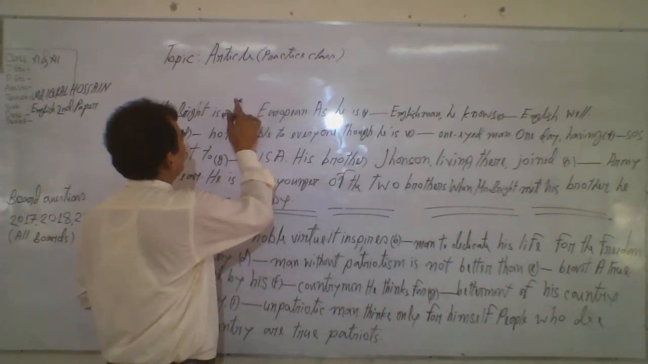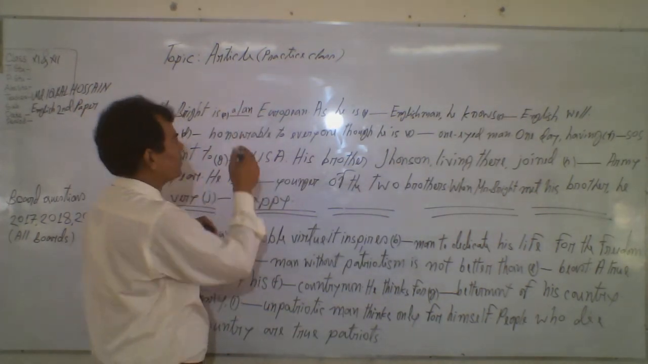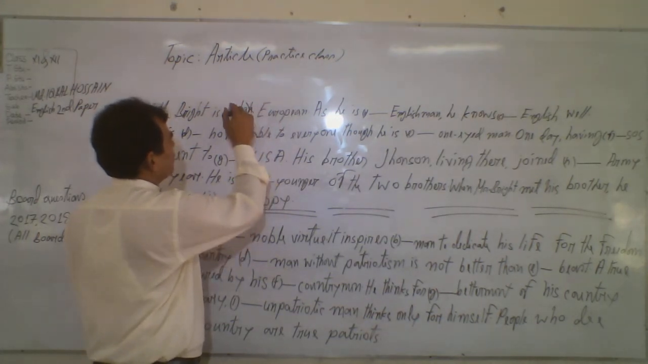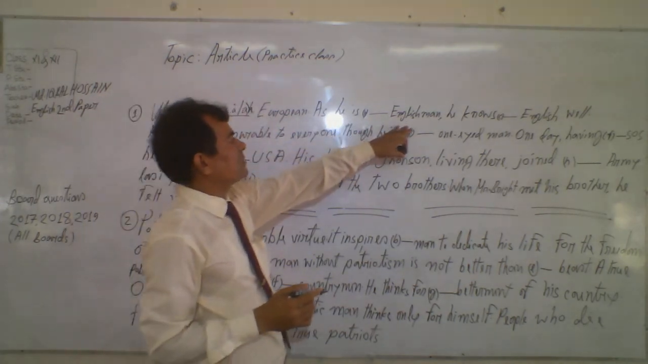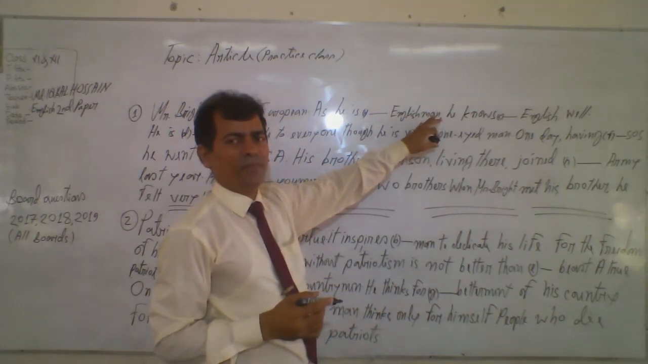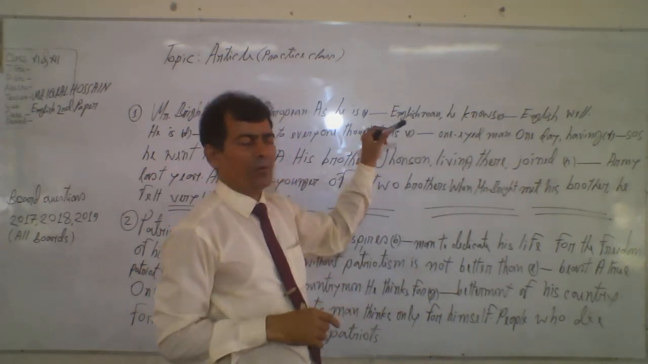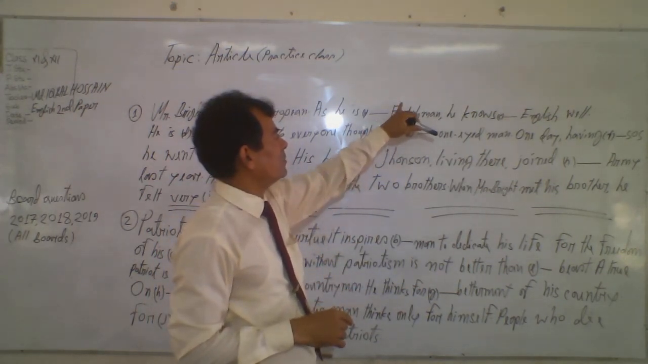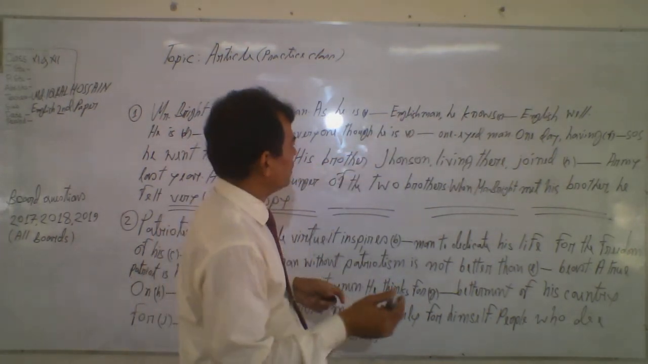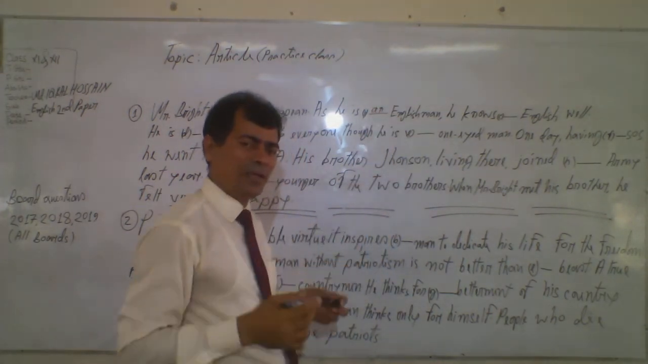I'm showing you both articles here, giving you both a and an and crossing out an. We cannot use it. As he is an Englishman, English is used here as an adjective, and if there is any noun after an adjective, we need to use a or an according to the rule. Since E is pronounced here as E, not as yu, we can use an here, not a.